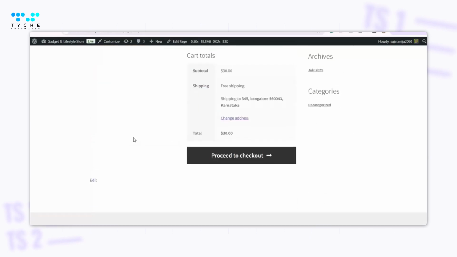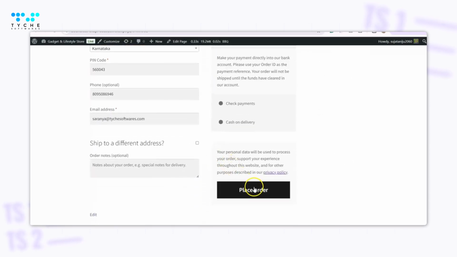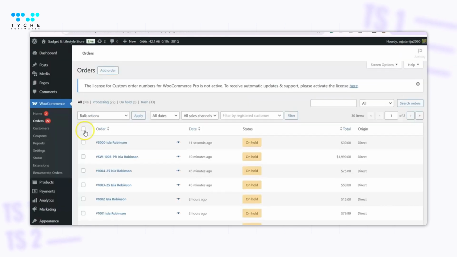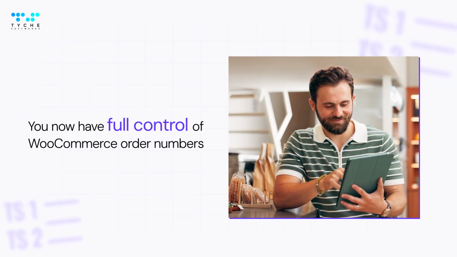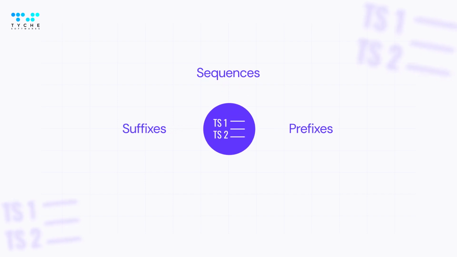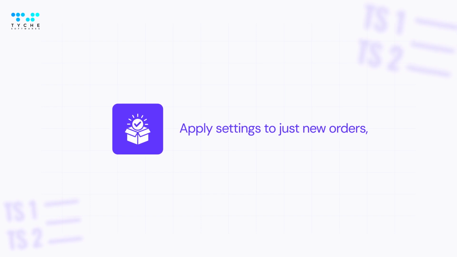After that, place a test order, and you can see your updated order list reflecting the new numbering style applied to the new test order only. And that's it. You now have full control of WooCommerce order numbers with sequences, prefixes, suffixes, and conditional rules. Apply settings to just new orders.